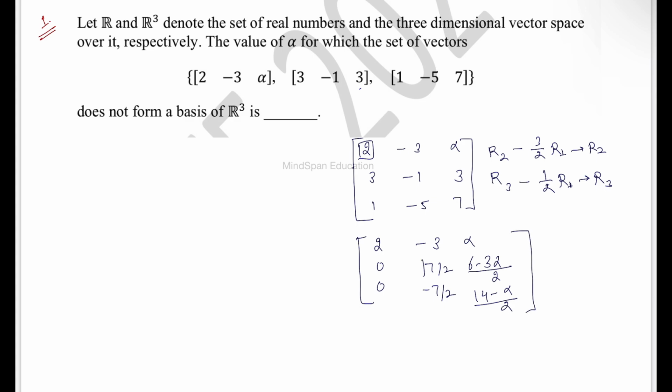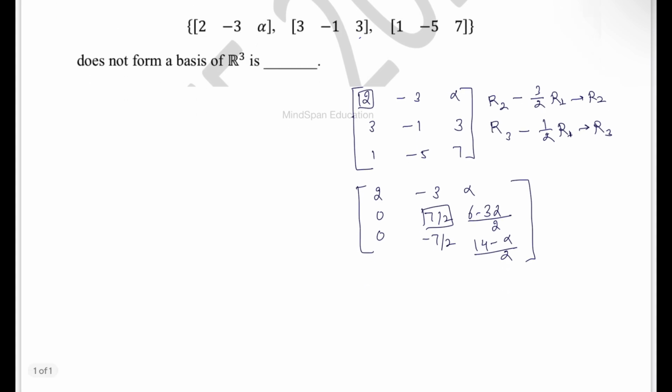So now we can consider this as a second pivot and proceed with further elimination. We will try to eliminate this entry, 2 minus 3 alpha, and 0, minus 7 by 2, because we have done nothing to the first row and second row. And the operation we are applying here is R3 plus R2, which goes to R3, right?